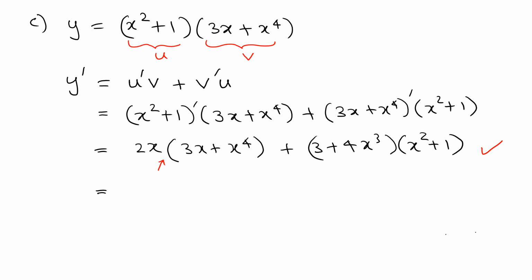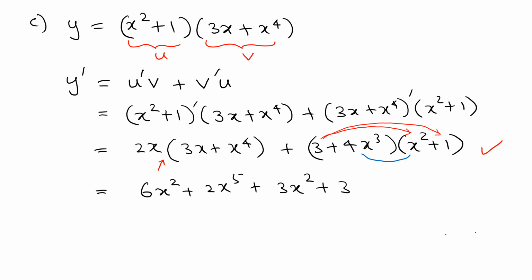When you distribute, you get 6x squared plus 2x to the 5th power. And then for the next one, you can either use the FOIL method or just multiply by term. So pick one term and multiply by everything else on the other side. There are two terms, so multiply these two. When you do that, you get 3 times x squared, so 3x squared, plus 3 times 1, which is 3. Now do the same thing with the other term. Pick the other term and multiply by everything on the other side. So you're going to get 4x to the 5th power from the first one, and from the second one, you get 4x to the cube.